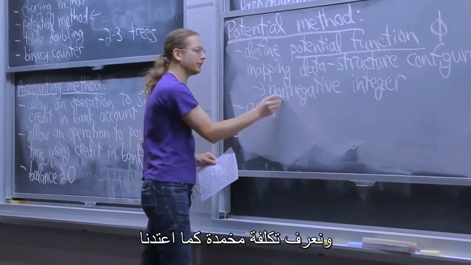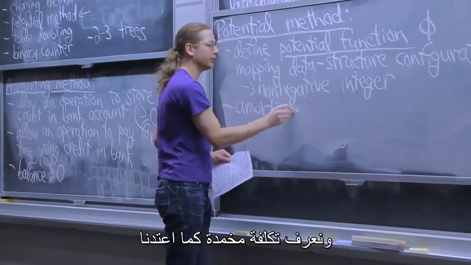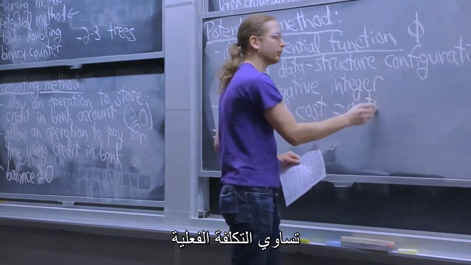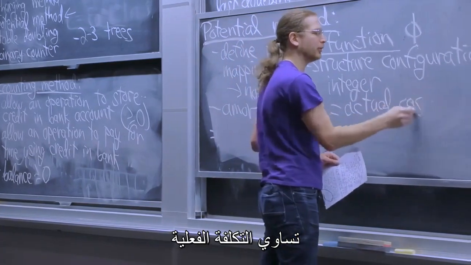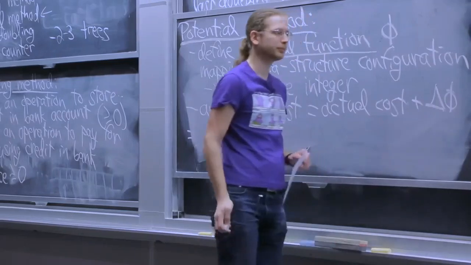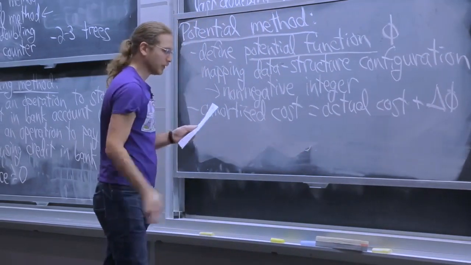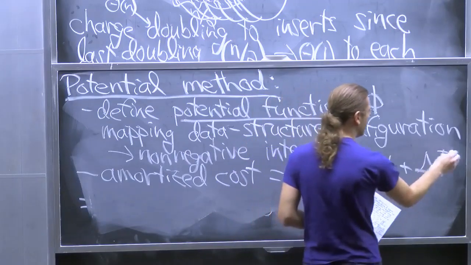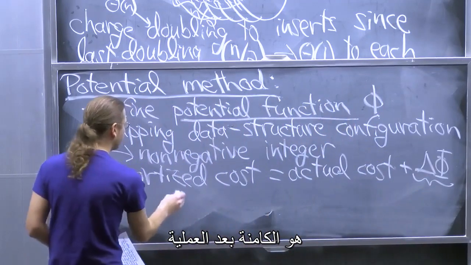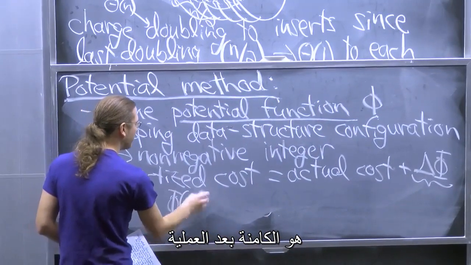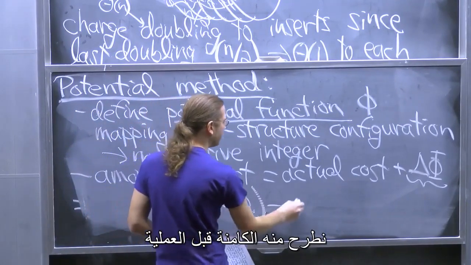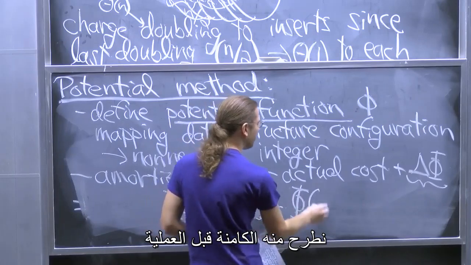As before, we can define an amortized cost. It's going to be the actual cost plus the change in the potential. So change of potential is just the potential after the operation minus the potential before the operation.